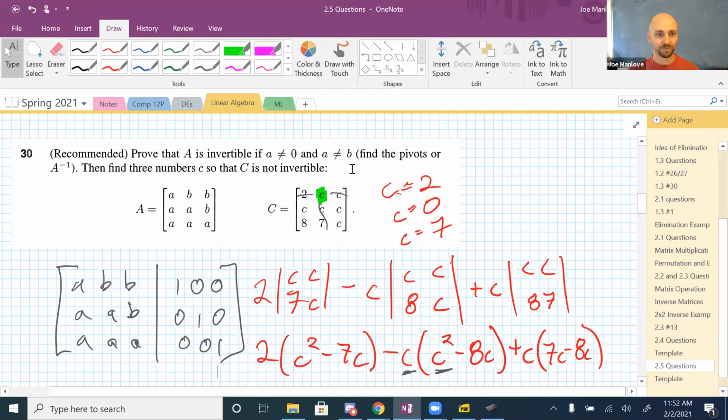You guys with me on that? I can certainly see that if A is 0, this thing is not invertible. And if A equals B, it's not invertible. You see, I kind of get that for free. All right. Questions on this?